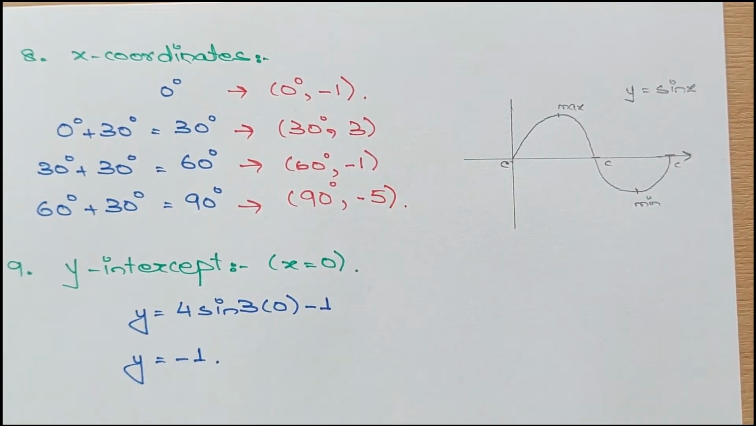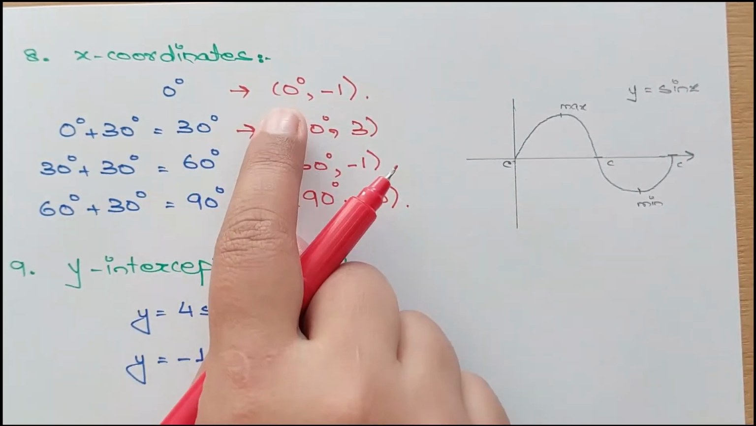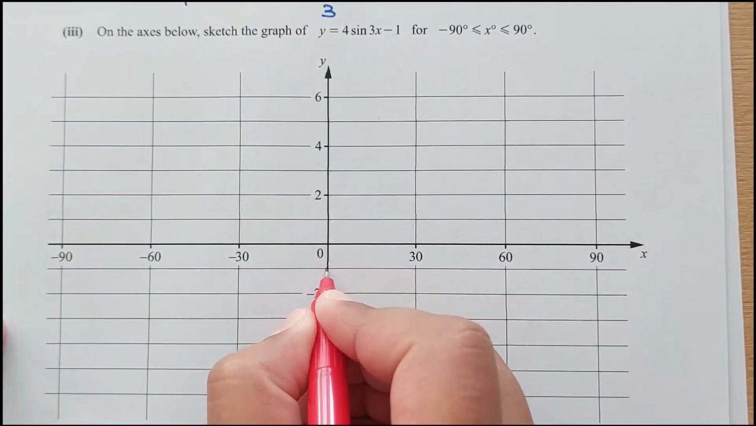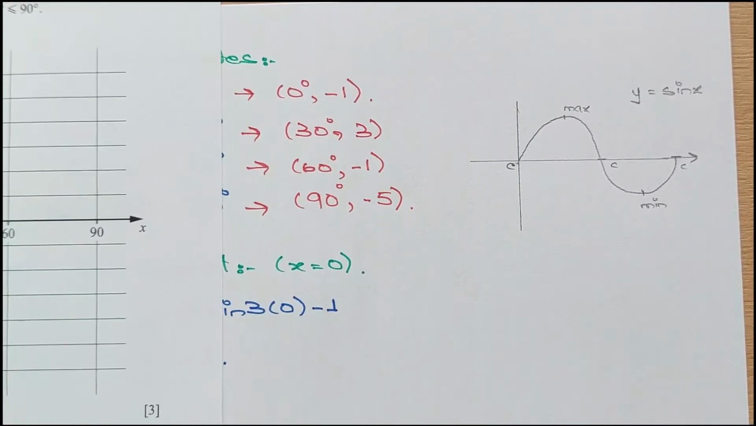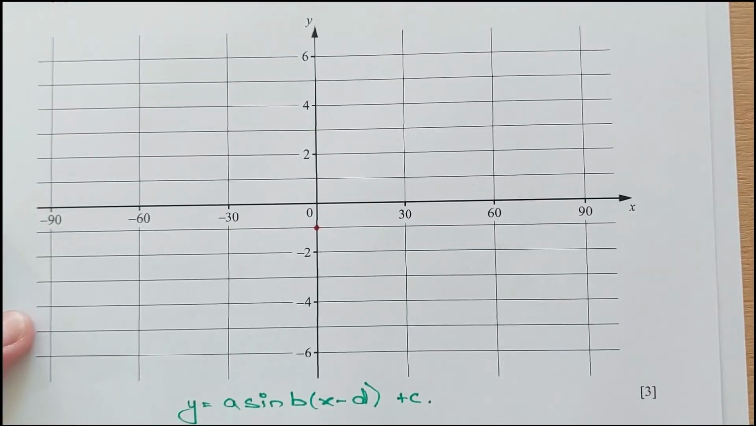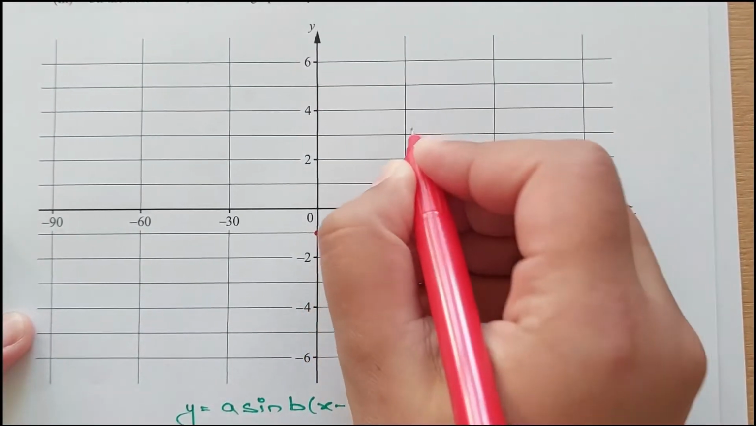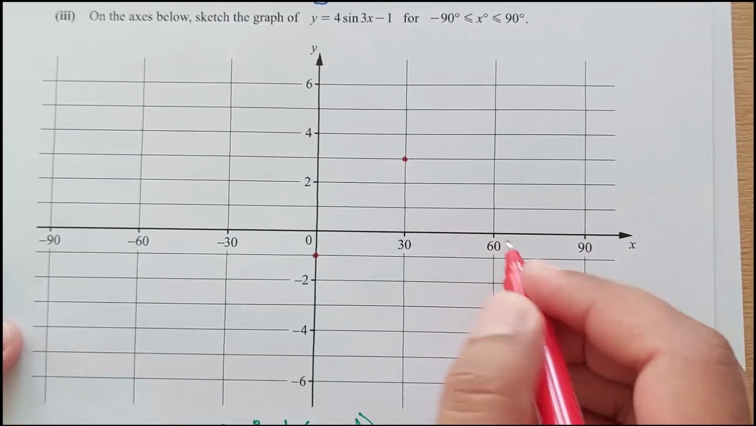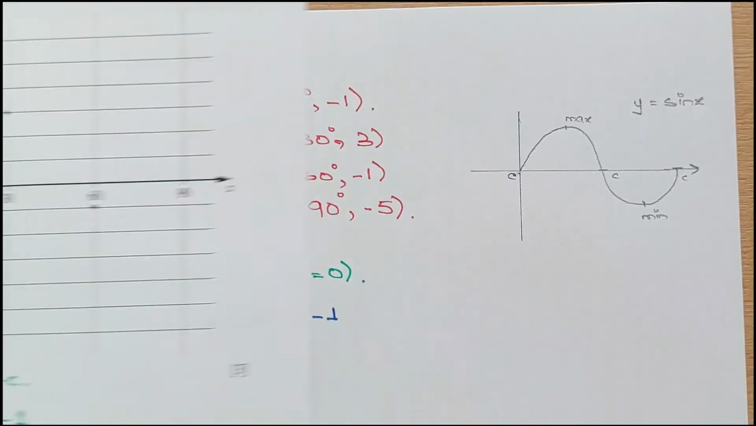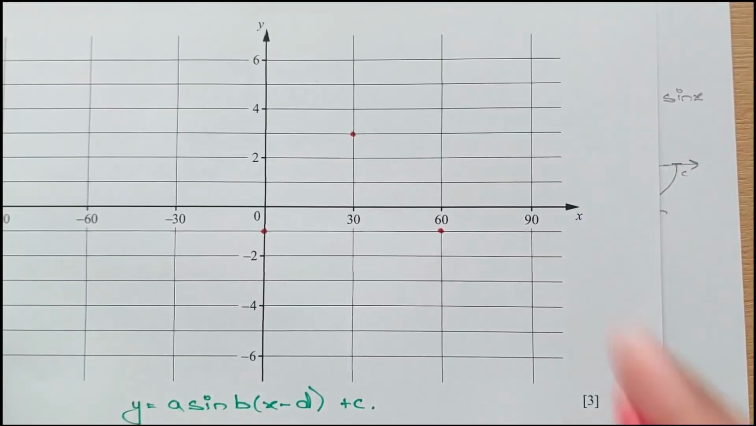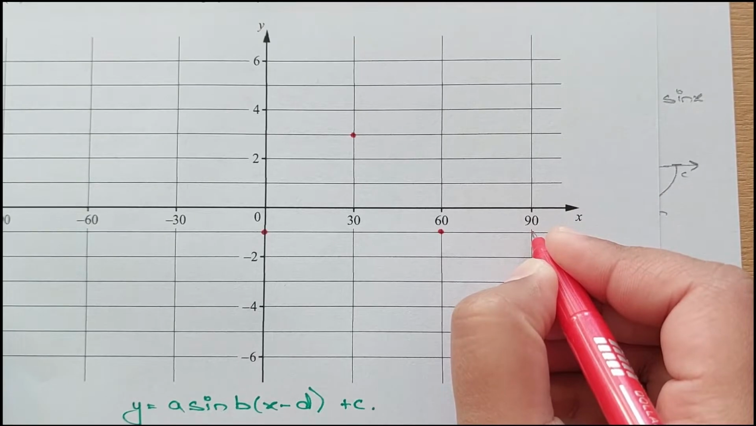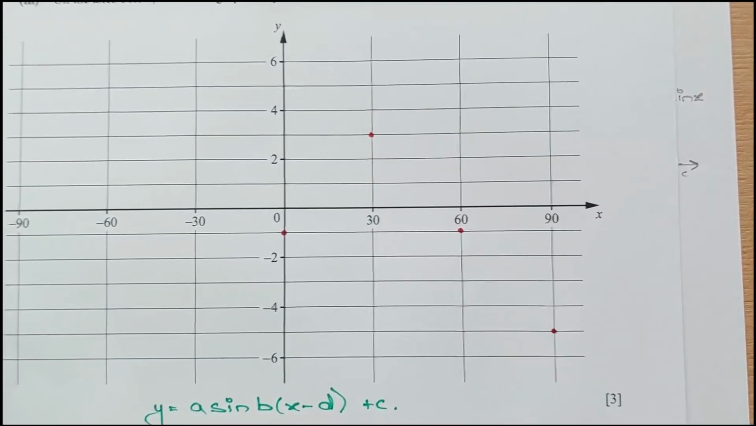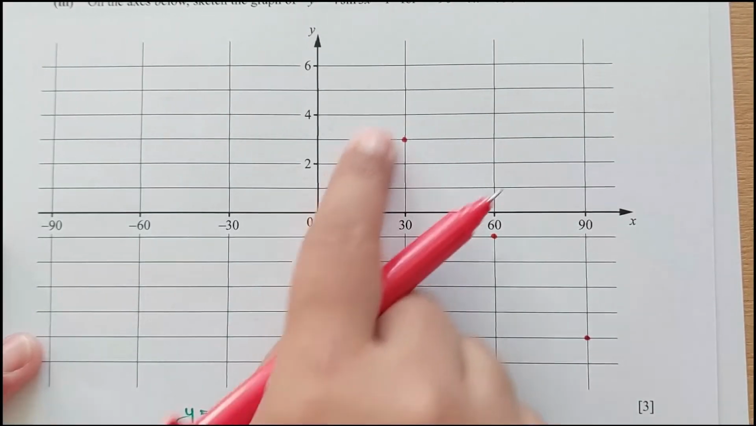Now let me plot these points onto the grid. The first point is 0 degrees and minus 1. When x is 0, y is minus 1, this point. When x is 30, y is 3. 30, it is 3. 1, 2, 3, this point. For 60, minus 1 again. And for 90, it is minus 5. 90, it is minus 5, this point. Okay, so this is for the positive side.